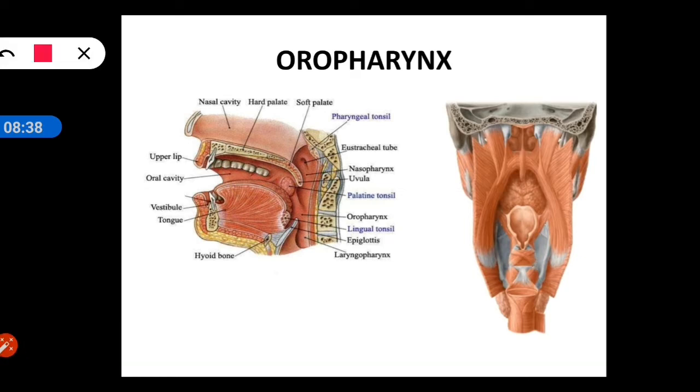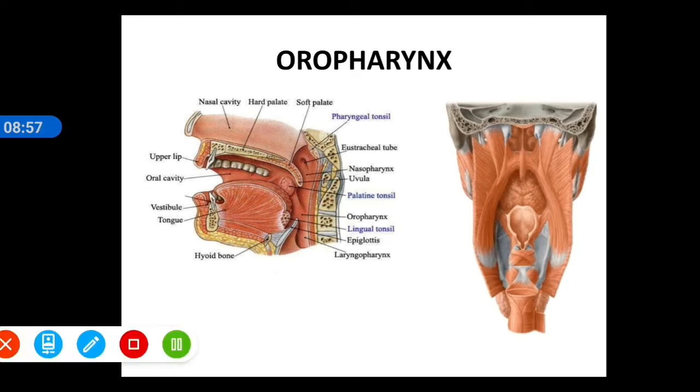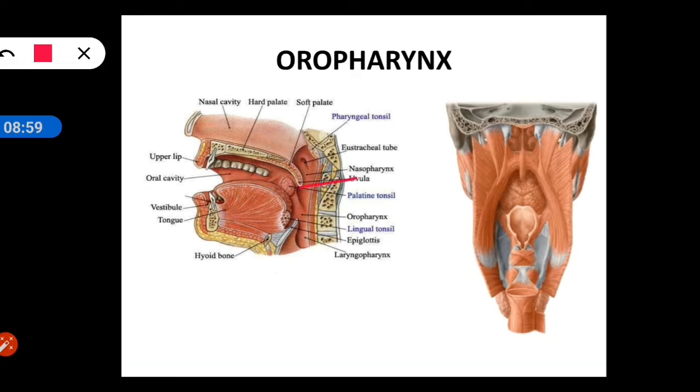The features are as seen in the lateral wall. We are seeing this palatine tonsil. On either side of the palatine tonsil, we have the palatoglossal arch and the palatopharyngeal arch. This is the palatoglossal arch and the palatopharyngeal arch. The extent of this oropharynx is from the soft palate to the upper end of the epiglottis. So this is the oropharynx.